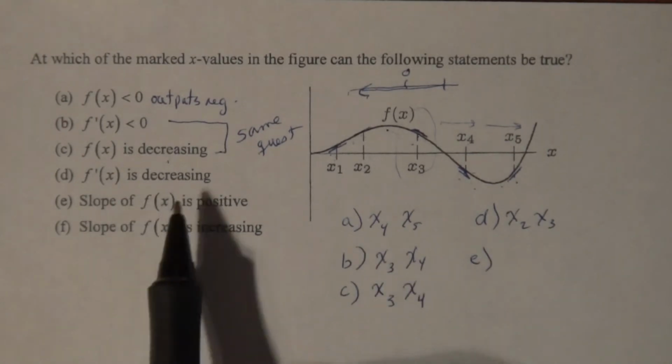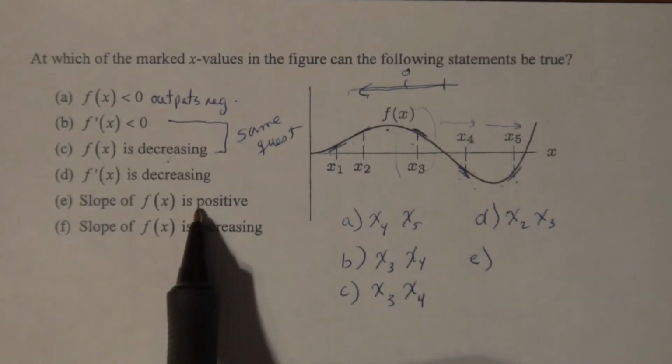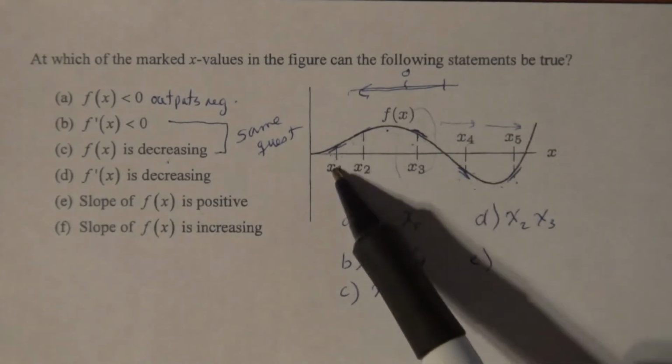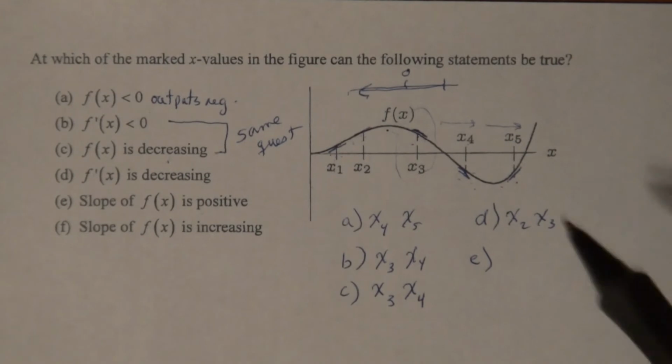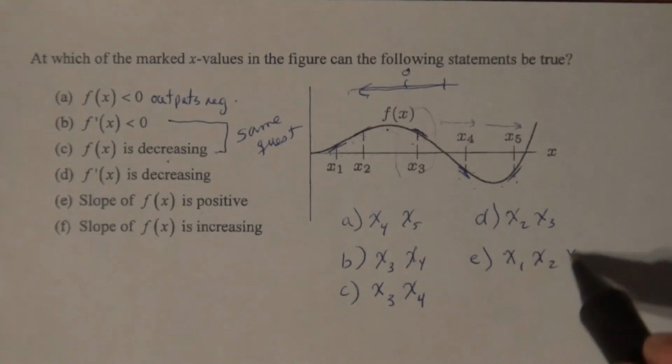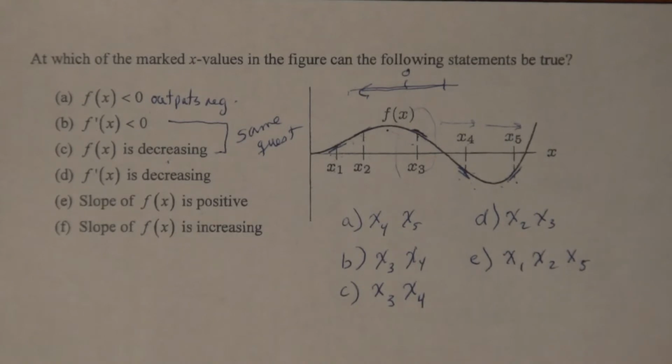Letter E, slope of f of x is positive. Well, let's just look at the slope marks. Where are the slope marks positive? Looks like x1, x2, and x5. I'm telling you, making those little tiny slope marks makes a difference when you do these problems.